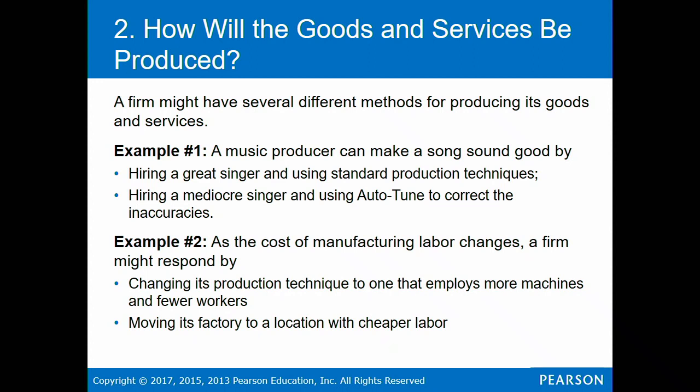Next is, how will the goods and services be produced? Once we've determined what we should produce, how are we going to do it? So a firm might have several different methods. Different firms might all have different methods about how to produce a good or a service.